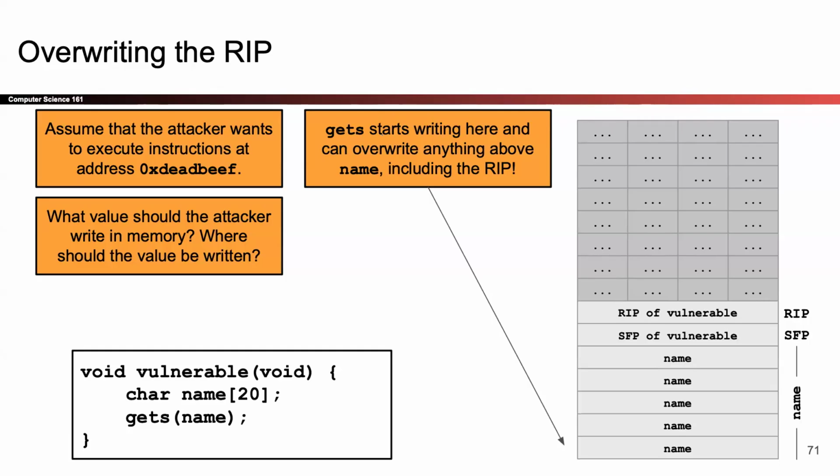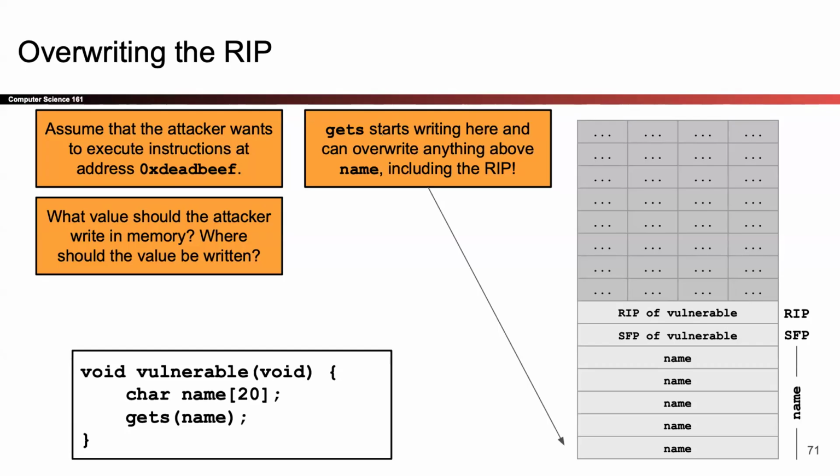Okay, good. Yes, so that will be the basic exploitation strategy. We provide an input that is basically 20 bytes to overwrite name, 4 more bytes to overwrite the SFP, that's the padding we had to do, and then 4 more bytes to overwrite the RIP with the address that we want to get in there. If we do that, when this function returns, the CPU will start executing instructions at deadbeef.